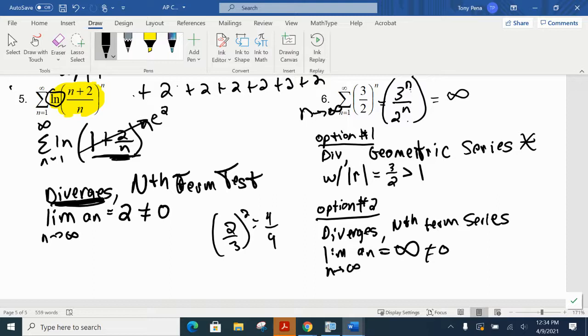So then that one kind of puts together pretty much everything we've done so far in this section with the rates that functions grow, your limits, nth term test, geometric series, all that good stuff. All right.